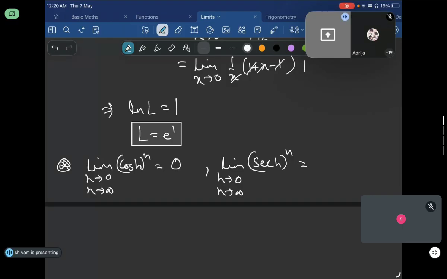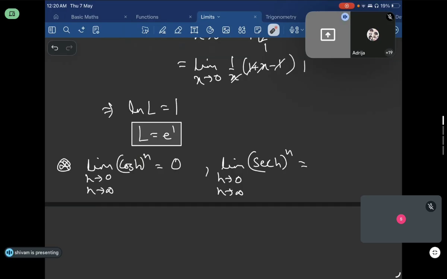Limit h tends to 0 and n tends to infinity. Raise your hand. Tell me, what happened, everyone? Can anyone tell me how I got 0 over here? This is the 1 to the power infinity form. How did I get 0 in the first place? Tell me, at least tell me.